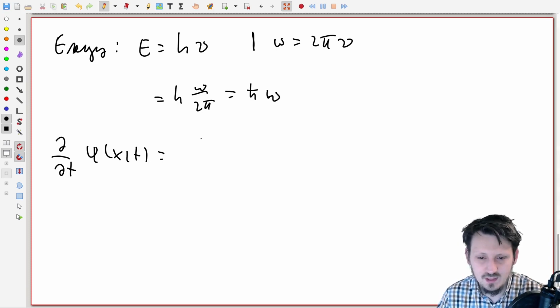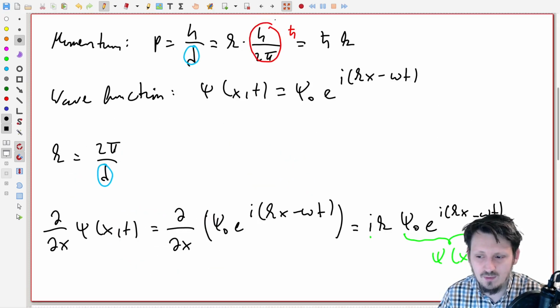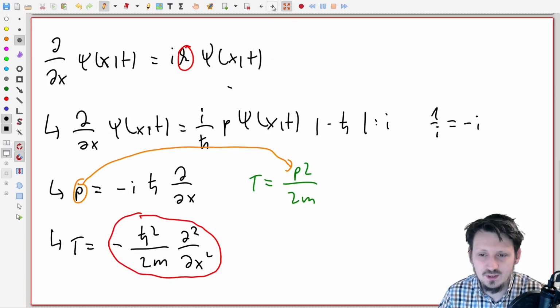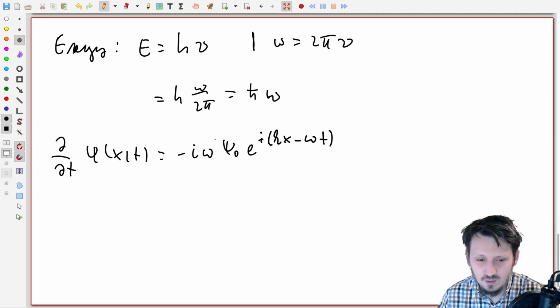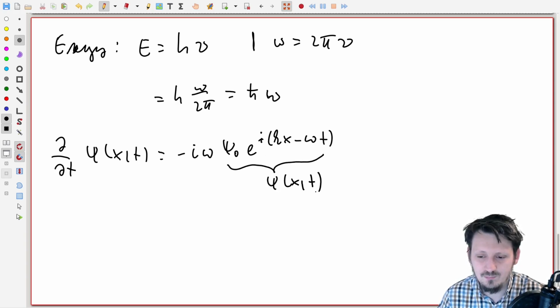And this is then also simple when we go back to our wave function. Again, we can isolate our i, we can isolate our omega, including this minus here, which then leads to the fact that this is minus i omega times psi 0 e to the power i (kx minus omega t). And again, this is our psi of x, t, as we have seen it before. So we can say that the derivative of psi of x, t with respect to t is minus i omega.